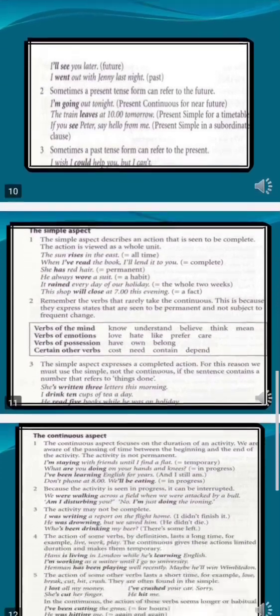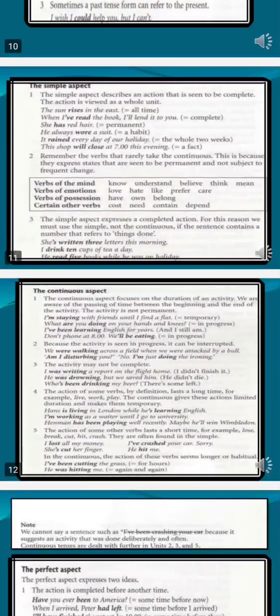The simple aspect. Number 1. The simple aspect describes an action that is seen to be complete. The action is viewed as a whole unit. For example, "The sun rises in the east all the time." "When I read the book, I'll lend it to you."